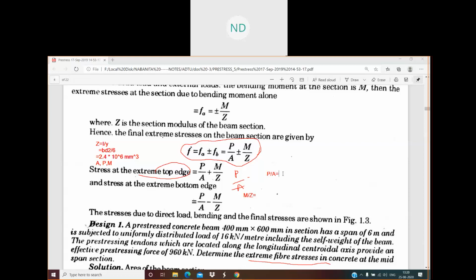P is given, 960 kilonewton. Area you already calculated, 2.4 into 10 to the power 4. Solving, 4 Newton per mm square. Okay, the P by A is this much. What is M by Z?